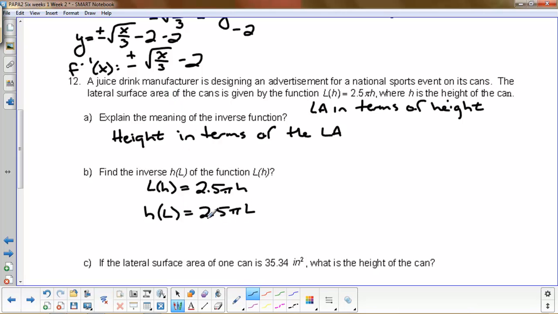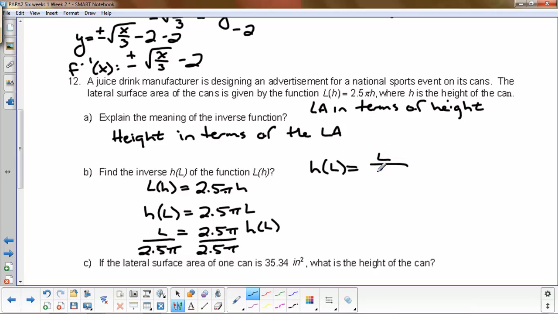Now we will solve for, we'll switch x and y, or switch the two variables. So it's a double switch in and of itself. So L equals 2.5 pi times h of L. Divide both sides by 2.5 pi. So your inverse is h of L equals L divided by 2.5 pi.